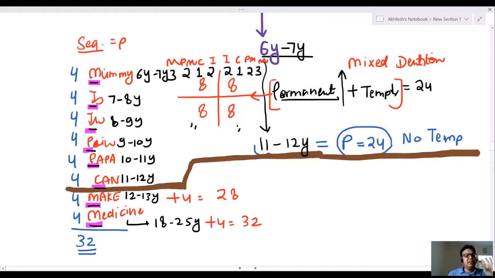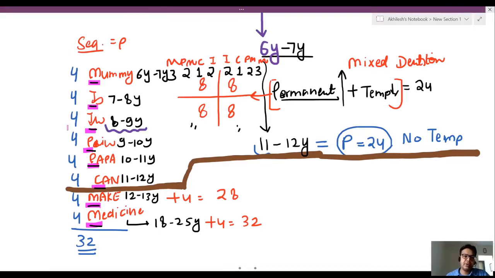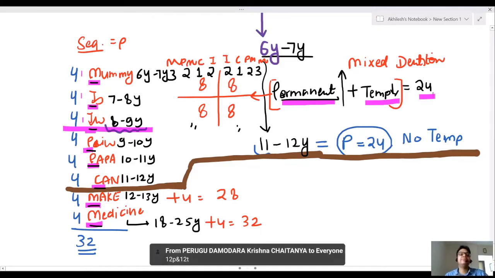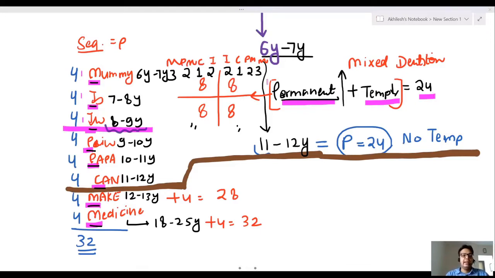Listen. See, if you get a question at 8 to 9 years of age, how many permanent and how many temporary teeth do you have? See, 8 to 9. How many permanent? 4 plus 4 plus 4. That becomes 12. So the total should be 24. If permanent are 12, temporary are 12, then it becomes 24. Very good, Damodar.